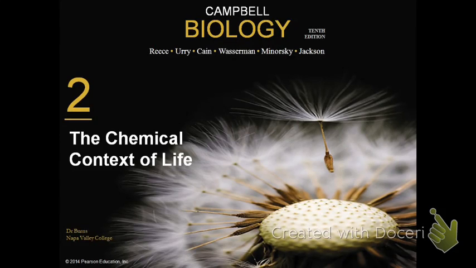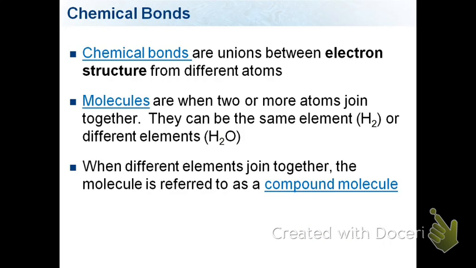This is Chapter 2, Part 6, and we're going to be talking about bonding, and we're going to start out with covalent bonds. So you remember that chemical bonds are the union between atoms, and it is really the electron structure that's interacting when the two atoms are interacting. And so when two or more atoms are joining together, it's a molecule. If they are different elements that are bonding together, then we call it a compound molecule. So for instance, H2O, or water, that's a compound molecule, where if you just had two hydrogens interacting, that would just be a molecule.